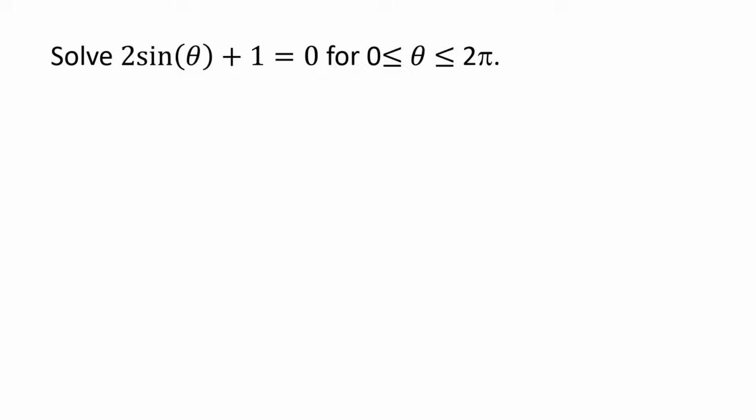Welcome. So we're going to answer this question before us. It says that we need to solve 2 sine of theta plus 1 is equal to 0 for theta between 0 and 2 pi.